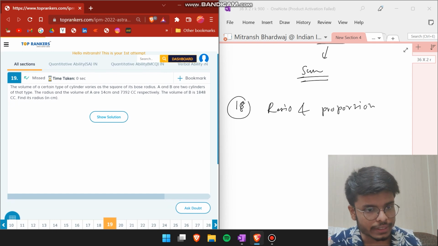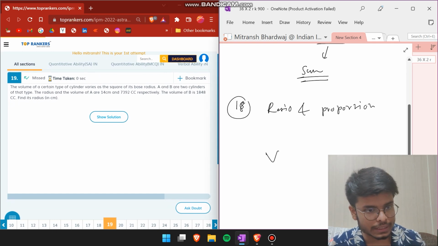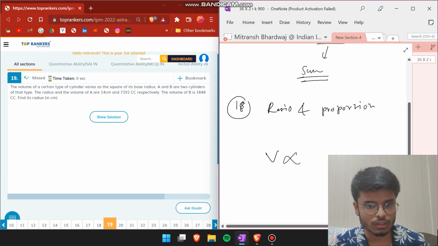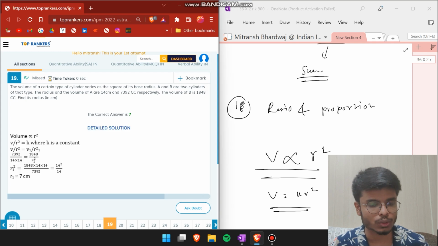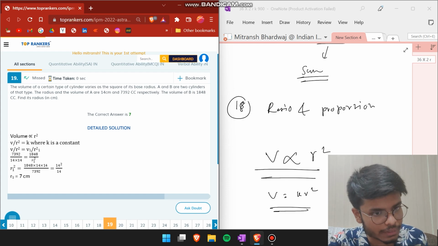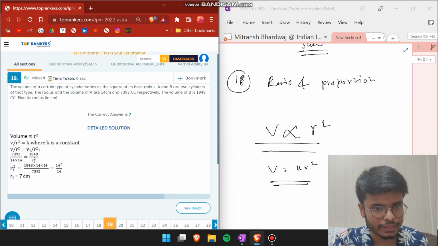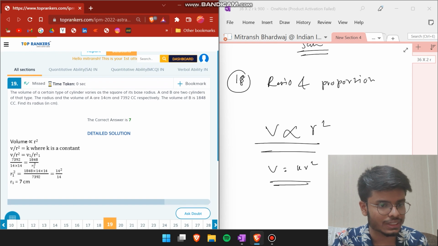The volume of a certain type of cylinder varies as the square of its base radius. So r square. So from this, V equals k r square. Like this, you have to solve it. So if A and B are two cylinders of that type, the radius 14 and the volumes 7392 and 1848. So it's quite simple.